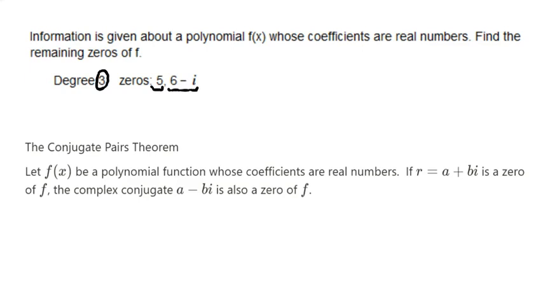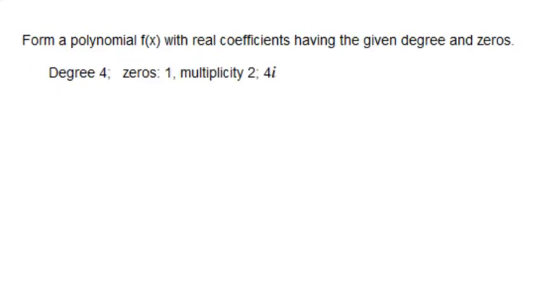So what this theorem tells us, as long as we have a polynomial function with real coefficients, if we've identified one complex zero, the conjugate of that complex zero is also a zero. So we do have one complex zero, 6 minus i, and the conjugate of that zero would be 6 plus i. So 6 plus i is the remaining zero of this polynomial function.